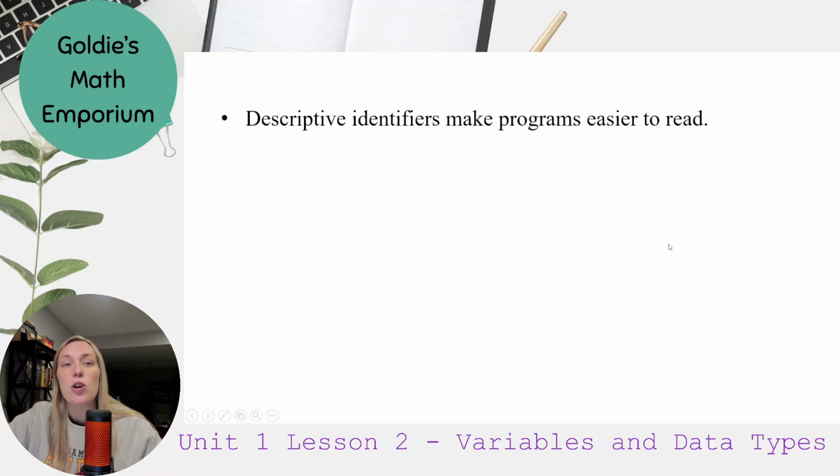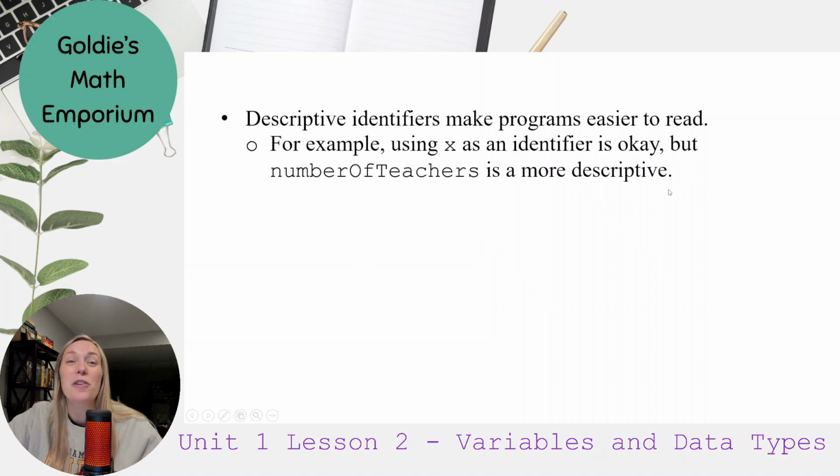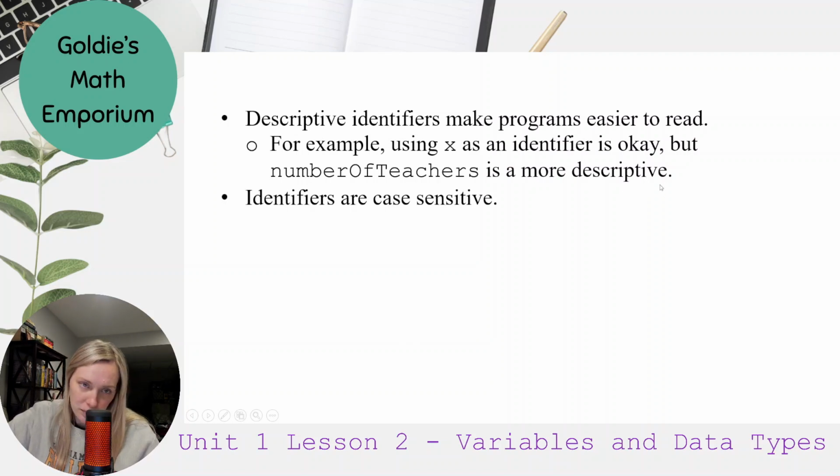Another thing about identifiers, besides just the general syntax rule, is being descriptive with them is the ideal in a program. We always want to stick to good programming style, right? So for example, x is okay as an identifier, but in your program, if it's used to represent the number of teachers that you have, using the words numberOfTeachers is more descriptive and would make a better identifier in your program.